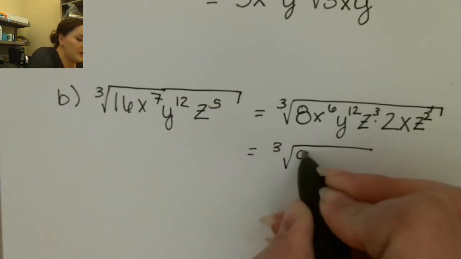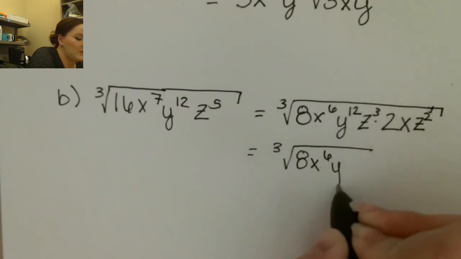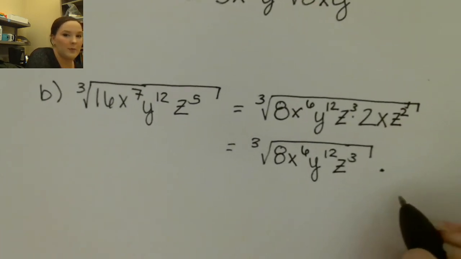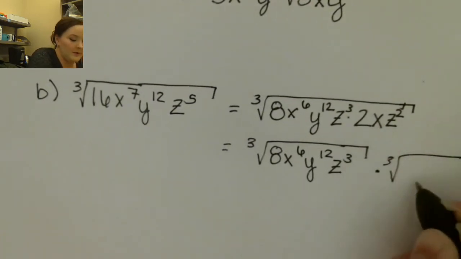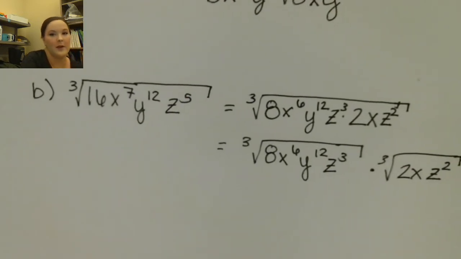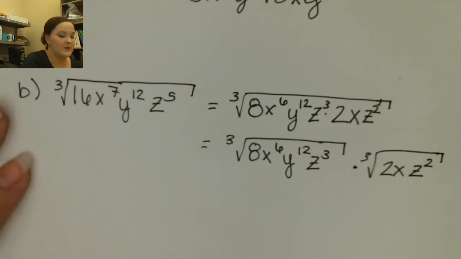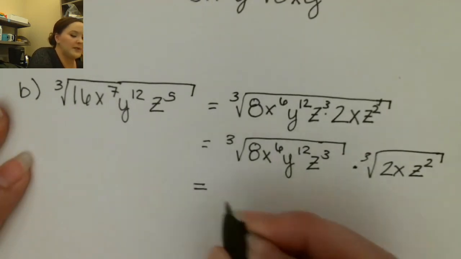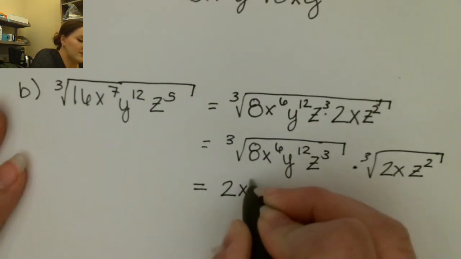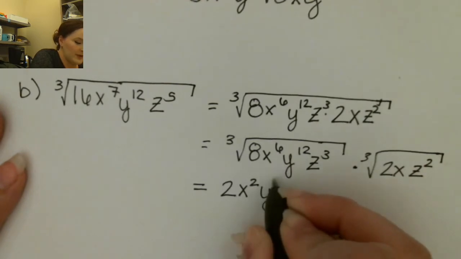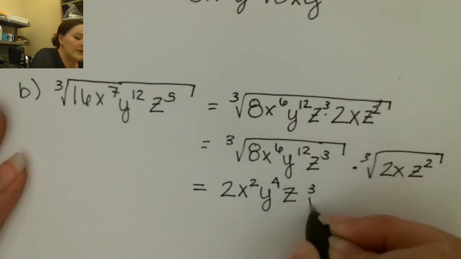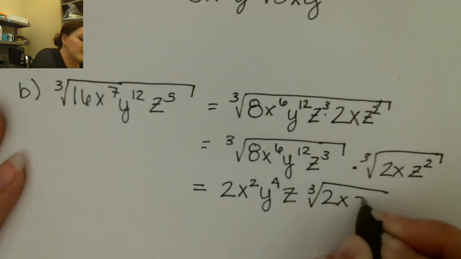So here's my perfect cube part, 8x to the 6th, y to the 12th, z cubed. And then my leftover parts, which are 2xz squared. Now I'm going to take the cube root of this part that comes out evenly. So the cube root of 8 is 2, the cube root of x to the 6th is x squared, the cube root of y to the 12th is y to the 4th, and the cube root of z cubed is z. And then I still have this part, 2xz squared.